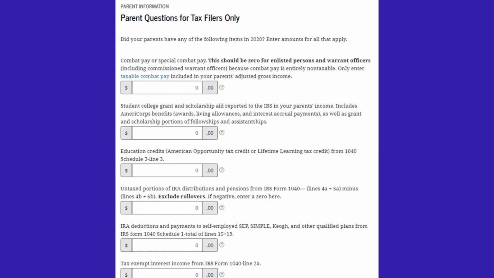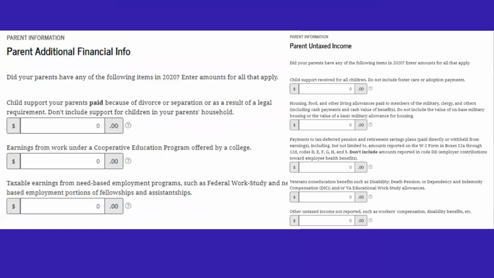Was there combat pay? Were there college grants and scholarships reported in your parents' income? Any type of IRA distributions and pensions that were untaxed? All of those things get reported in this form. Okay. They're going to ask about child support that parents paid. And then in the parent untaxed income, they will also ask about child support received for a child. They will ask for earnings from a cooperative education program offered by a college.